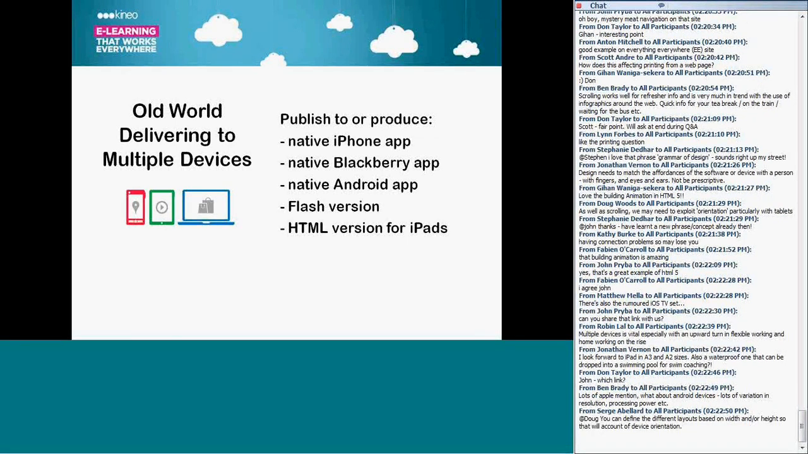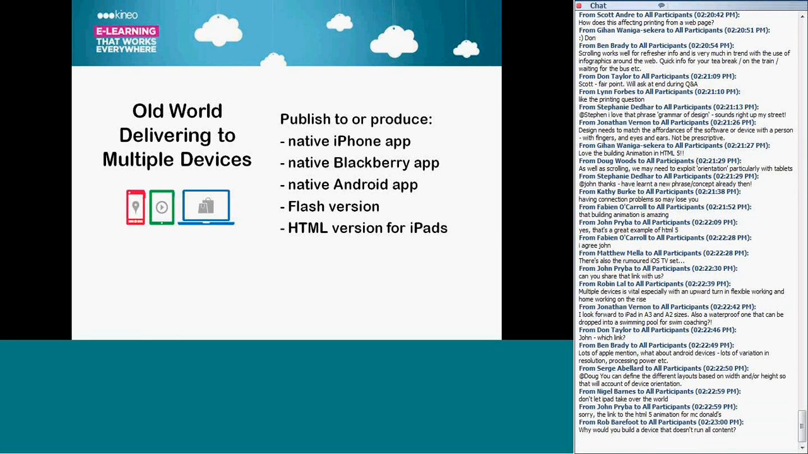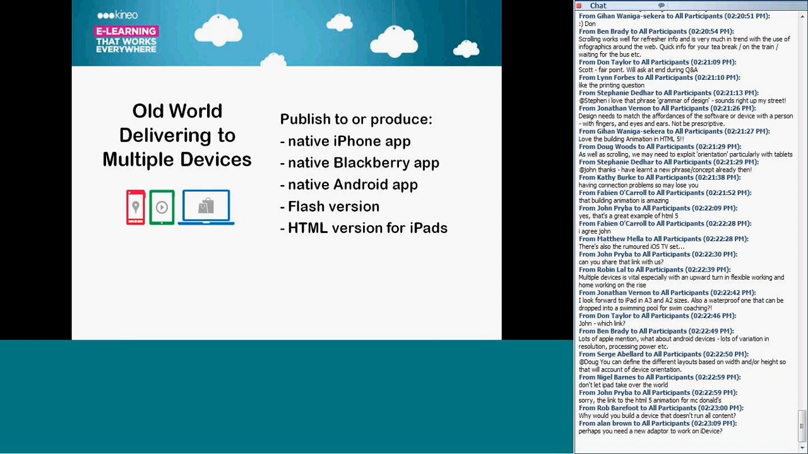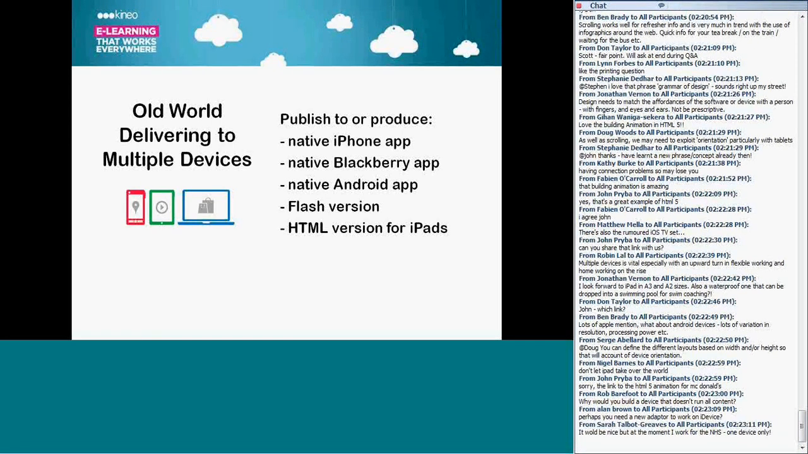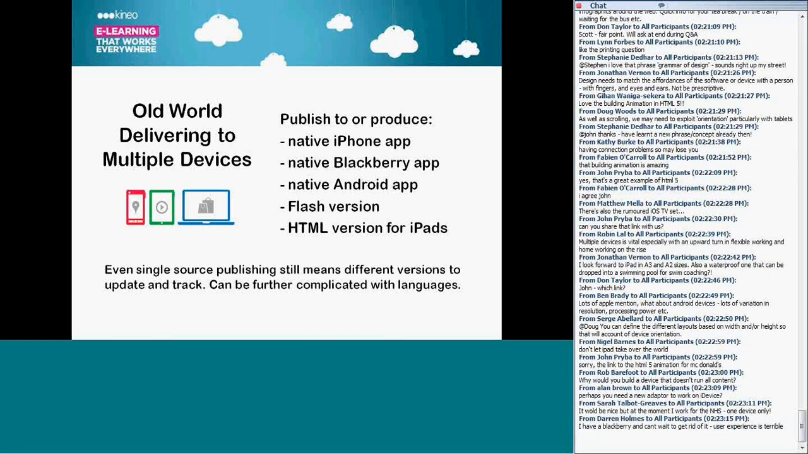But the way people deliver to multiple devices at the moment, I think, is they tend to do different versions. So I might say, actually, we need an app for an iPhone. We need an app for the BlackBerry. We need an app for the Samsung devices. We might have a Flash version for the desktop. We'll have an HTML version for the iPads, and we'll publish out an HTML version. You might even do that for a single source publishing, but that's quite complicated.